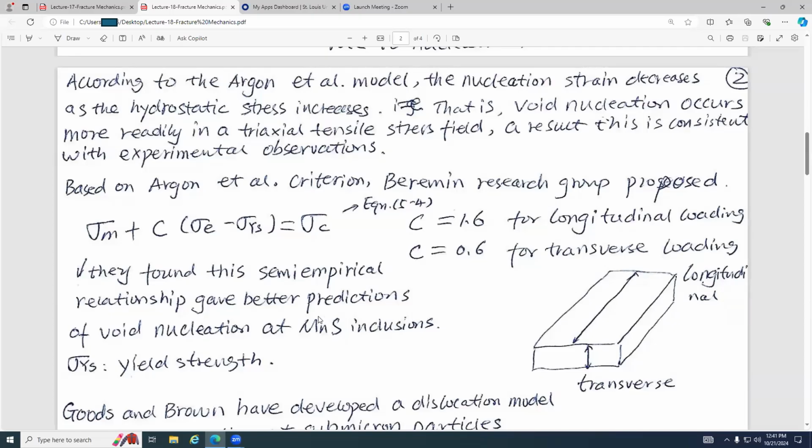So they found this as a semi-empirical relationship that gives better predictions of void nucleation at MnS inclusions. So MnS, S is sulfur, right? Yeah. So Mn is manganese, manganese sulfide. So these inclusions. Assume YS here means yield strength.